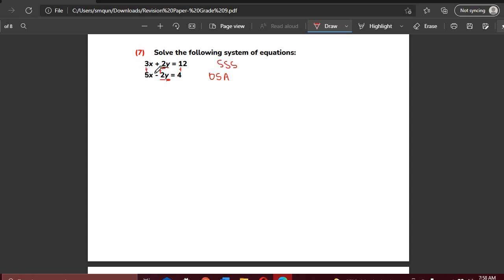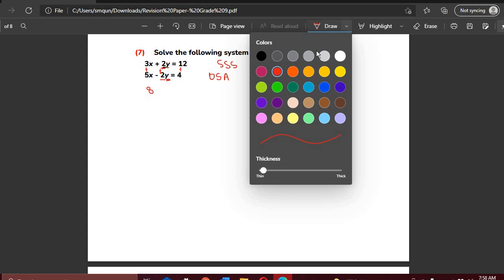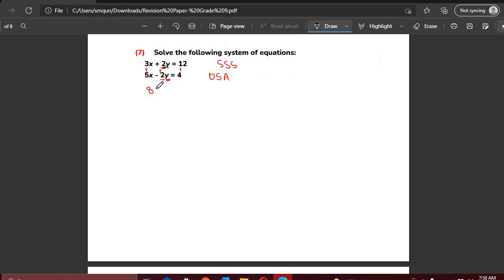Okay, so we know how to add up our like terms. So to add your like terms, you have to either add or subtract. And whatever coefficient you get, you're going to put that there, then you keep the same variable. Alright, so we're going to add in this case, 3 plus 5 is going to give you 8. And we're going to keep the same variable, which is x. And we already know how to add our constants. So 12 plus 4 is going to give you 16.